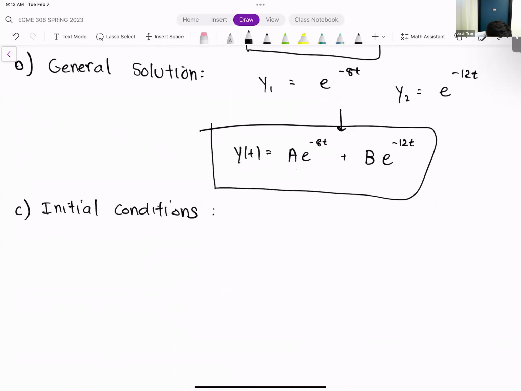Okay, and so we know that our first initial condition is dy/dt at t equal to 0 equals 10. Let's form an equation for this first. So let's take the derivative, dy/dt. I'm going to take our solution here and take its derivative. We have minus 8a e to the minus 8t minus 12b e to the minus 12t.